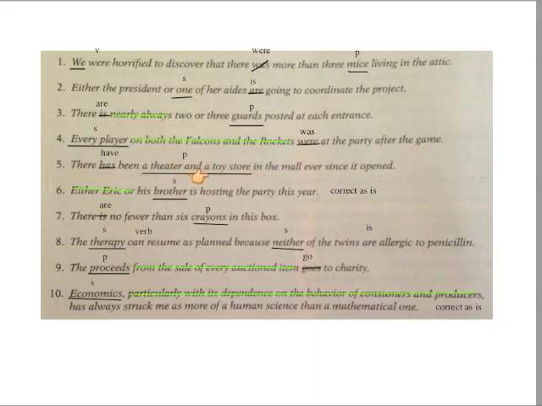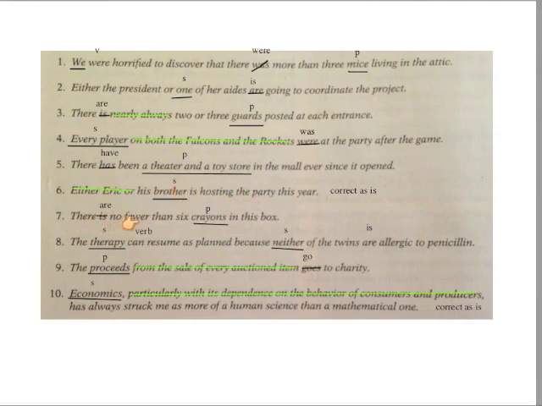There has been a theater and a toy store in the mall ever since it opened. Theater and a toy store is the subject. It's plural, so it should say there have been a theater and a toy store. Either Eric or his brother is hosting the party this year. Brother is the subject. You could almost trim either Eric or out because it's what is closest to the verb is what we're going to consider. So brother is singular. So brother is hosting the party and it's correct as is.